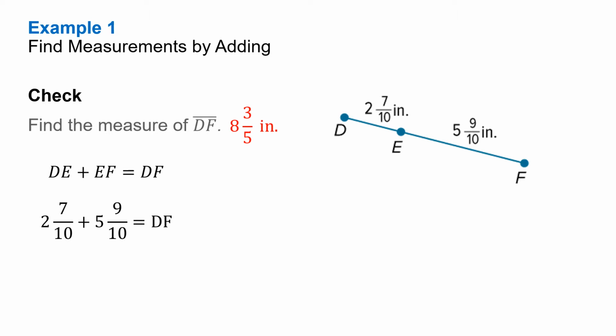Then we substitute the values for DE and EF. We add, and then we simplify. 6/10 has a common factor of 2. So we divide both the numerator and denominator by 2 in order to get 8 3/5 inches.